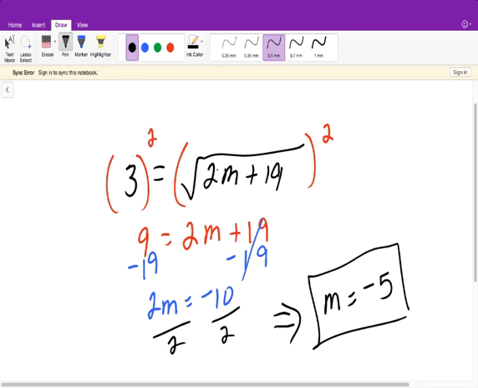All right, then we check. 2 times -5 is -10. -10 plus 19 is 9. Square root of 9 is 3. 3 is equal to 3.